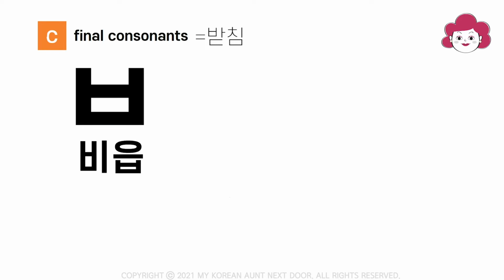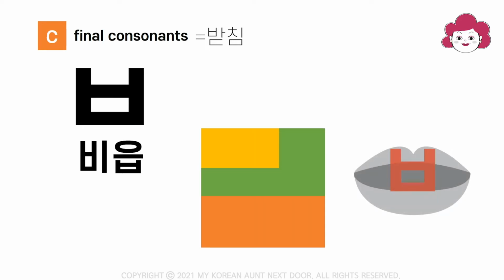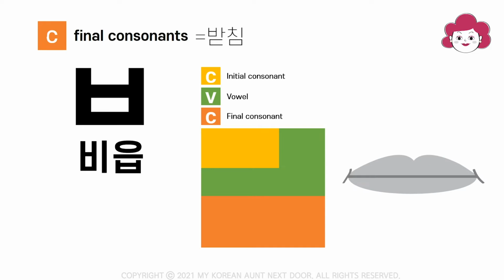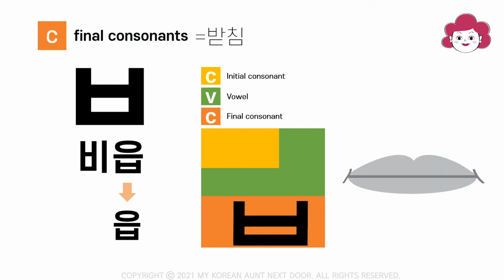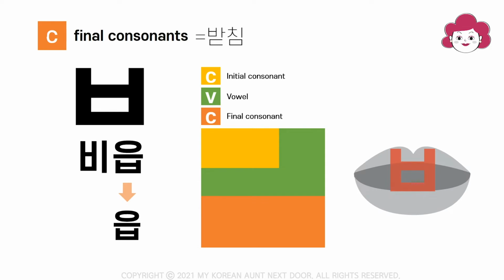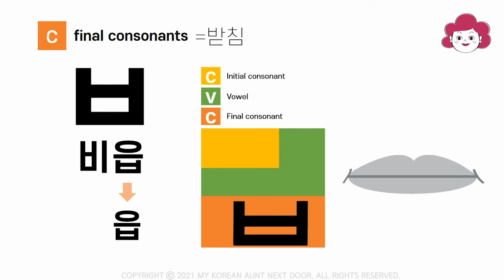Next, let us learn the final consonant, 비읍. The pronunciation of consonant is different when it is an initial consonant as b and when it is a final consonant as 읍. Close your mouth when you pronounce it. Say 읍.